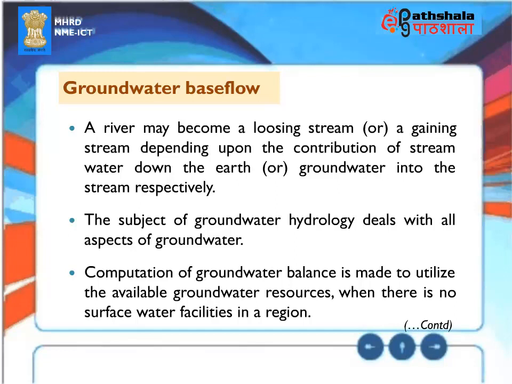A river may become a losing stream or a gaining stream depending upon the contribution of stream water down to the earth or groundwater into the stream, respectively. The subject of groundwater hydrology deals with all aspects of groundwater. Computation of groundwater balance is made to utilize the available groundwater resources when there is no surface water facility available in a region.